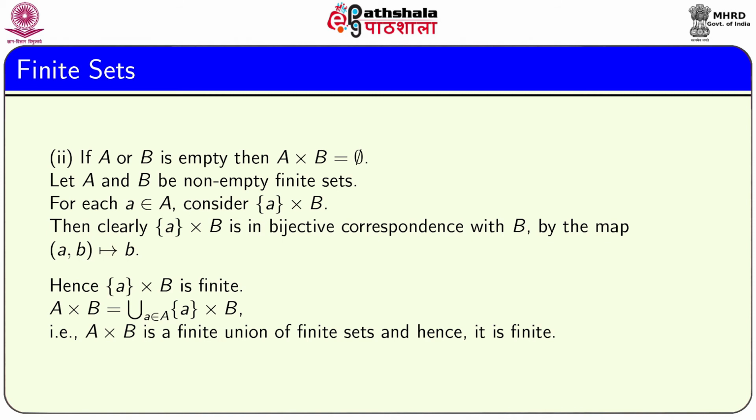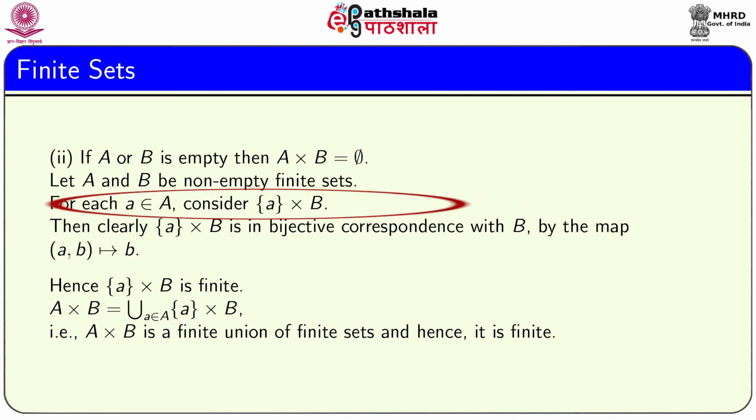Now, to prove the second part, that is, if A and B are two finite sets, then their Cartesian product is finite. We start with the case when either A or B is empty, then of course, the Cartesian product set A cross B is empty, and so the result holds. So, let A and B be two non-empty finite sets.